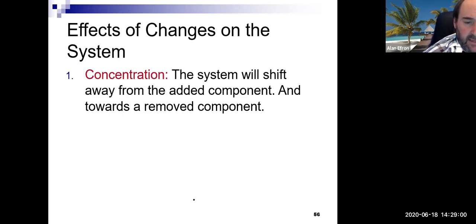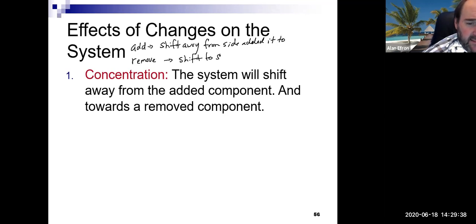We'll start with concentration. And really, when we talk about concentration, there are two things that you can do: you can either add or you can remove. When we add concentration, it will shift away from the side you added it to. So AA is a good way to remember that: add, away. And if you remove concentration, it will shift towards the side you removed it from. So if you add concentration, it shifts away. If you remove concentration, it goes towards it.